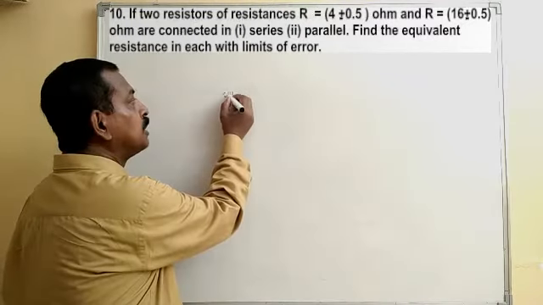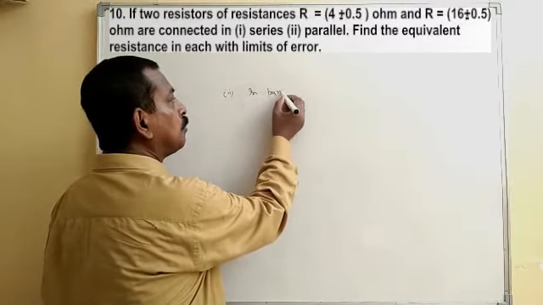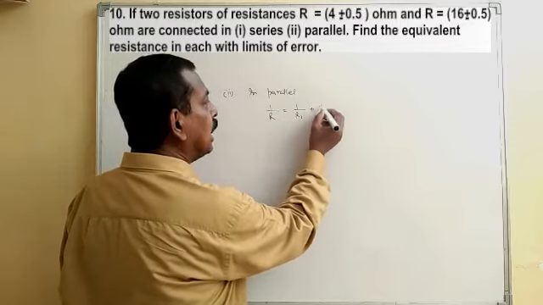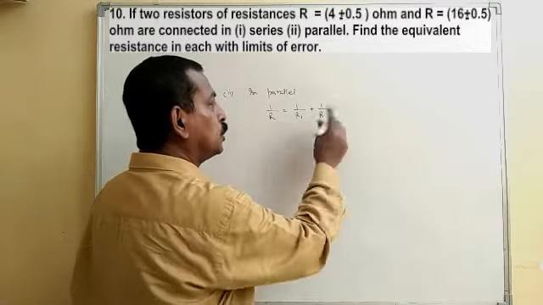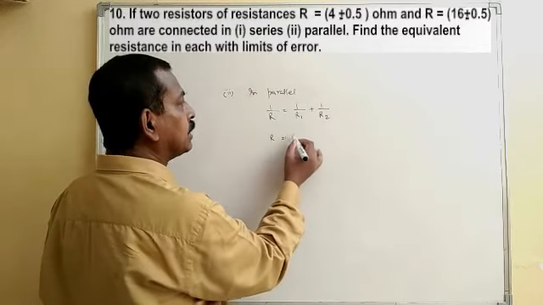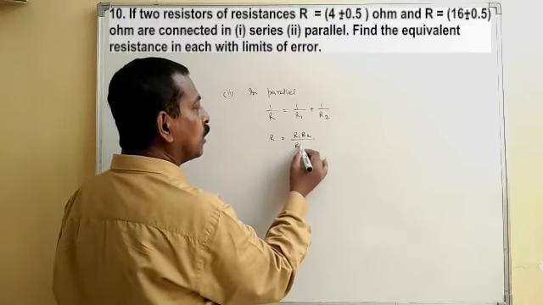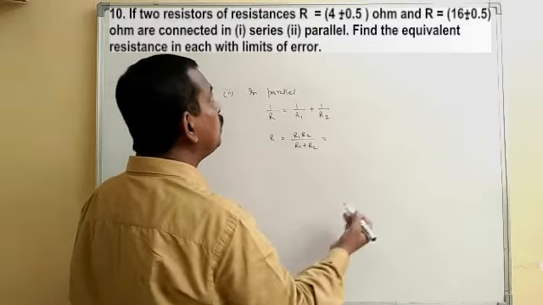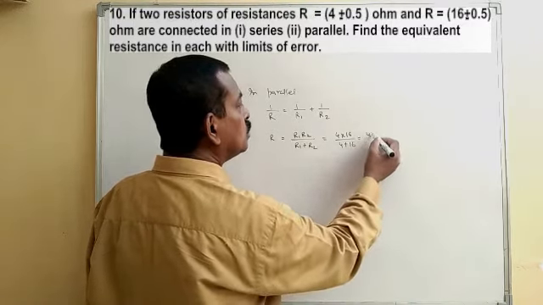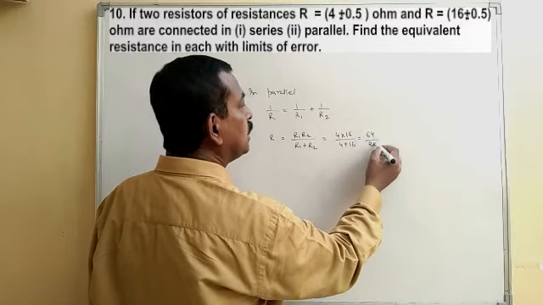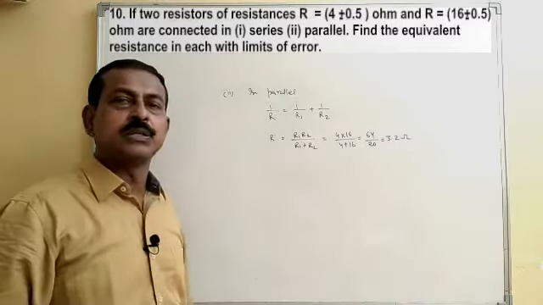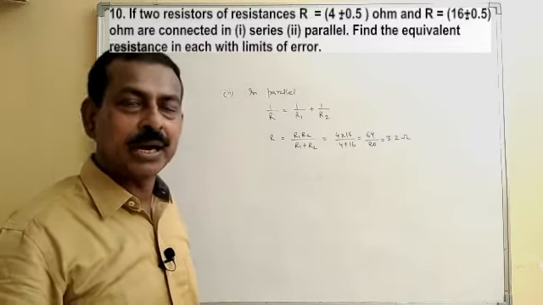In parallel combination, the expression for equivalent resistance is related by the formula 1 by R is 1 by R1 plus 1 by R2. So R we can get as R1 R2 by R1 plus R2, and this will be equal to 4 into 16 by 4 plus 16. So it is 64 by 20, and that will give you 3.2 ohm. This is the value of equivalent resistance in parallel combination.